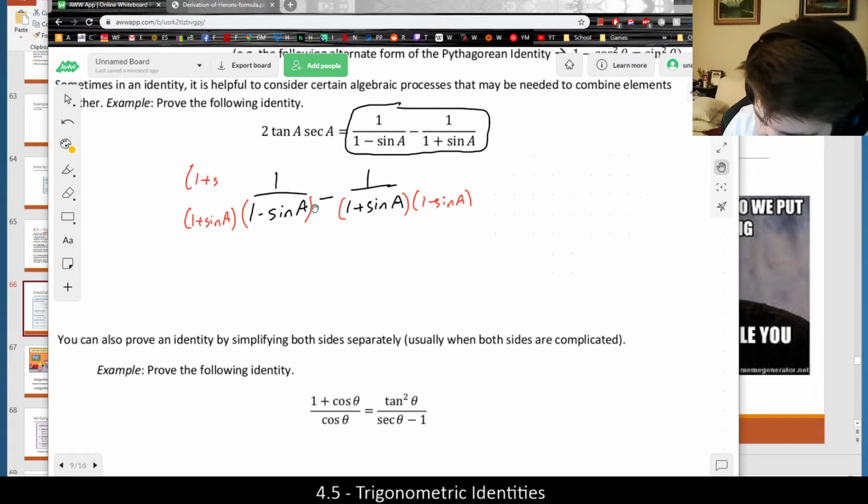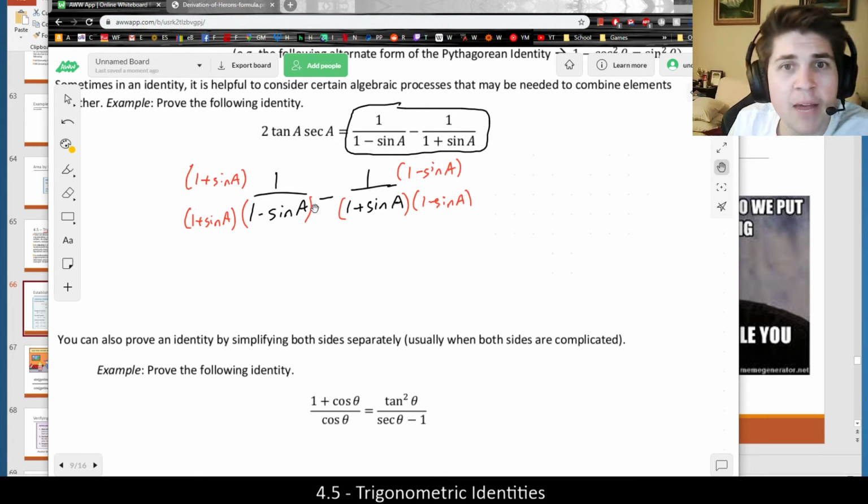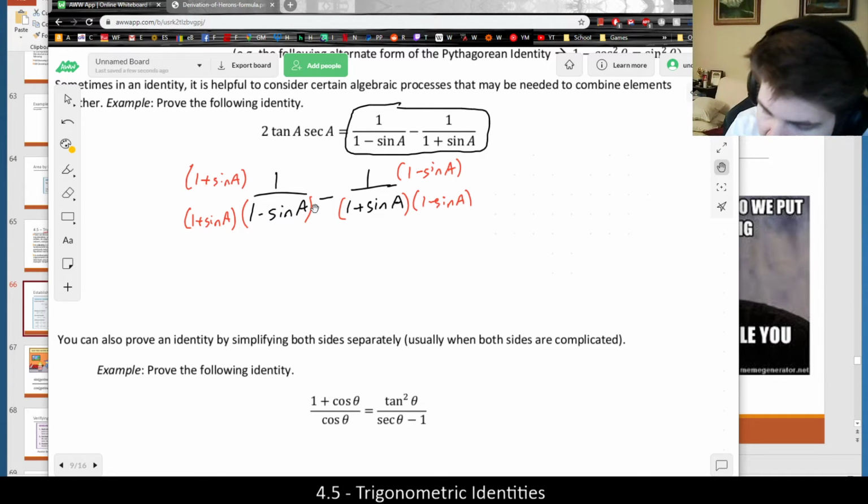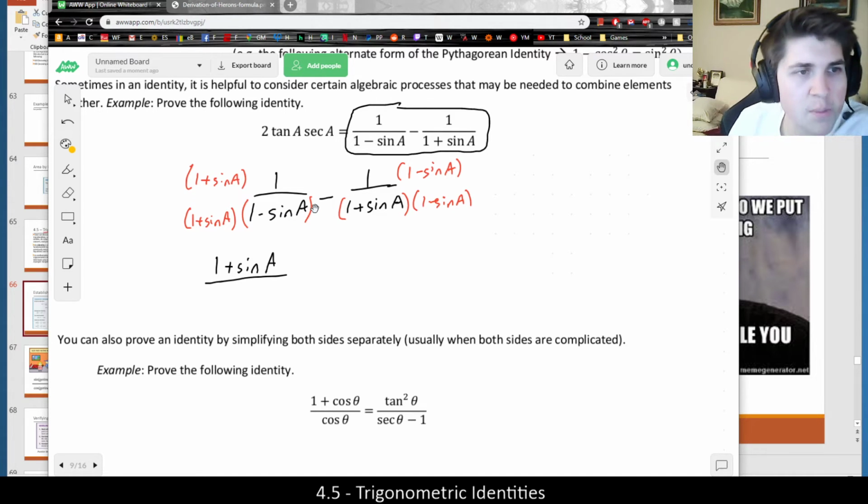1 plus sine A on that one, and 1 minus sine A on the second fraction. And that way, I'm not really changing the values of each of those expressions. And well, what that would give me on the top of this one: 1 plus sine A times 1 is 1 plus sine A, and the denominator would be, well, 1 plus sine A times 1 minus sine A.